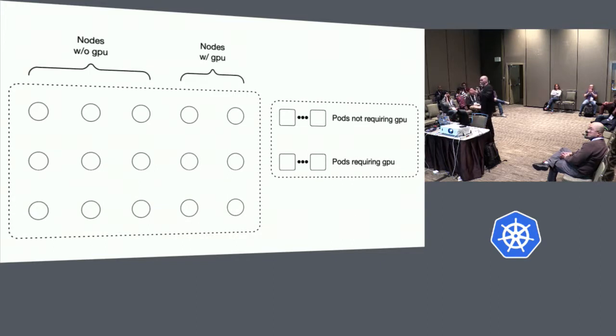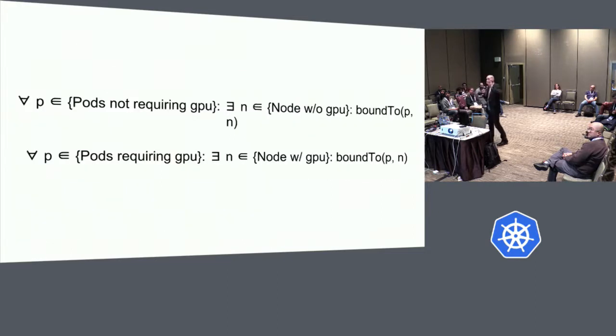So, we have a cluster. And on this cluster, we have nodes with the GPU and nodes without GPU. I'm pretty sure half of you are already sick of this example, but we're going to stick with it. We have a set of pods that do not require the GPU, and we have a set of pods that require the GPU. Now, what is our objective here? Well, we want every pod that does not require a GPU to be bound to a node without a GPU. And similarly, every pod that requires a GPU shall be bound to a node with a GPU.